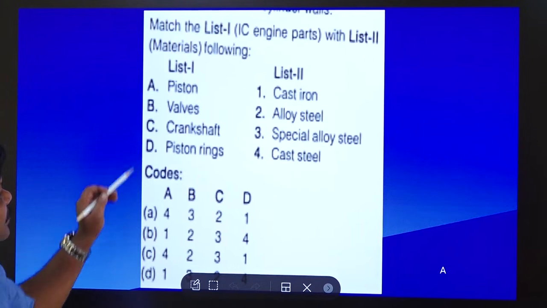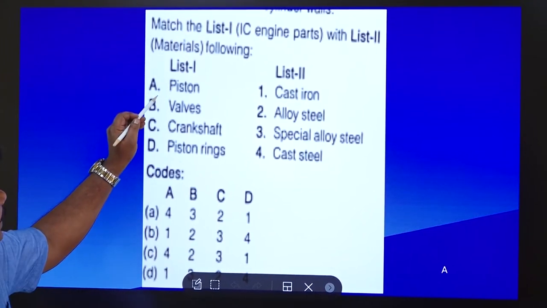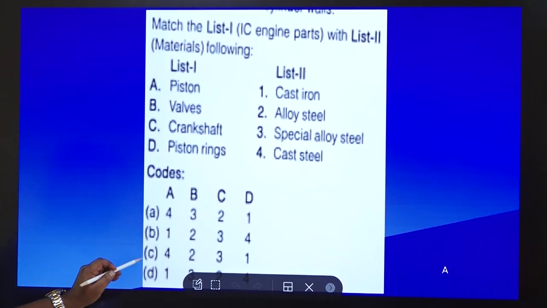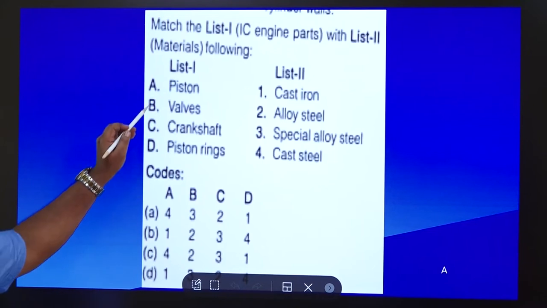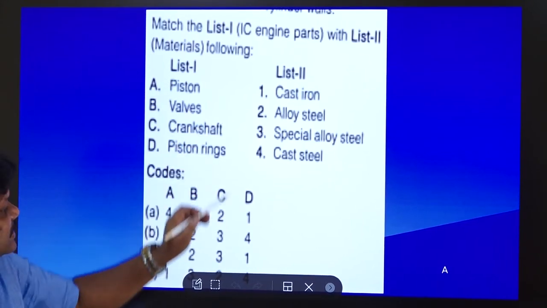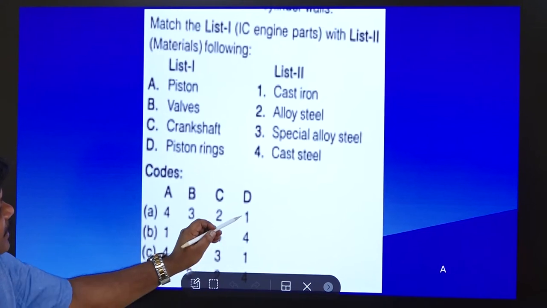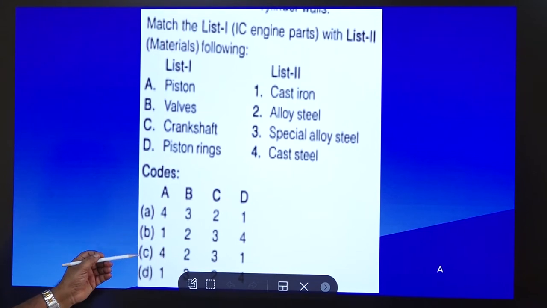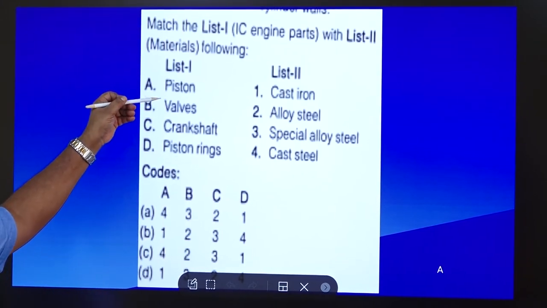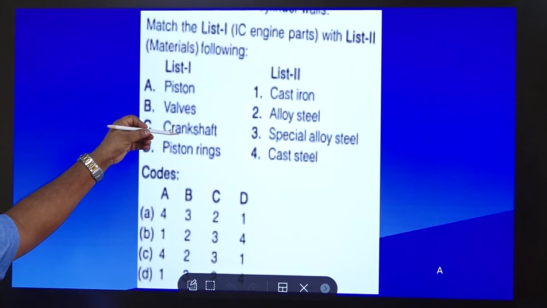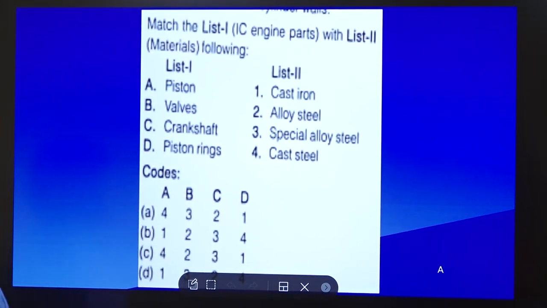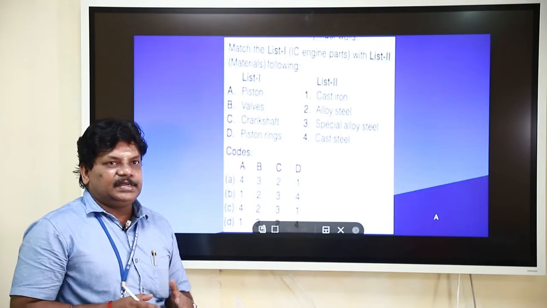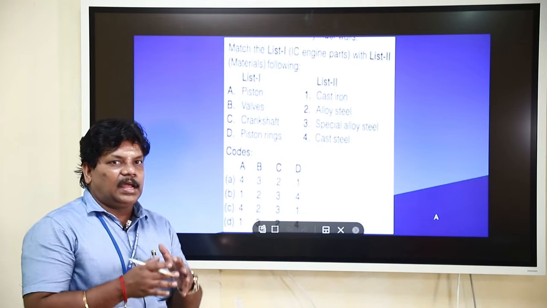So you can see here, the answer 4 for A is given in two choices: one is A and the other one is C. The other one is piston rings, that is cast iron. The same option is given for A and C, but only when you know the material in which the valve and the crankshaft are made can you answer, right? So you have to be thorough with all the materials to answer these questions.